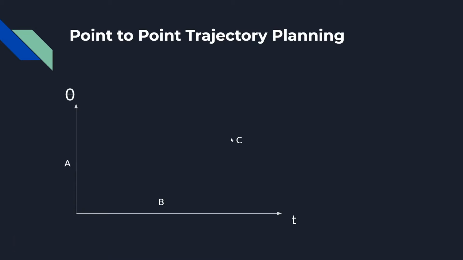Of course, this is not to scale. It's just arbitrarily taken to show the points. But this is what the trajectory of theta would look like if theta was increasing at a constant velocity. And this is a linear trajectory planning for theta.